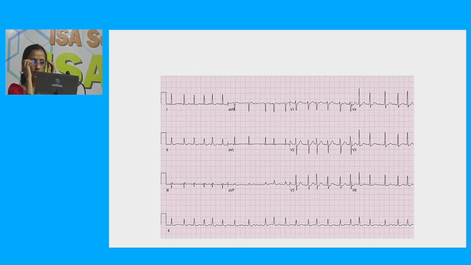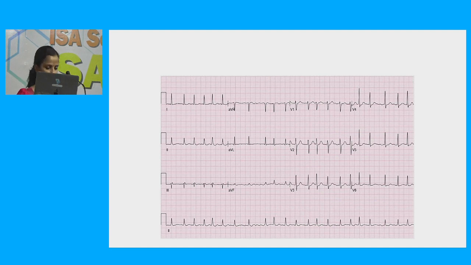How much is the approximate heart rate? Approximately the rate is about 150. So the rhythm is irregular. So what could be the cause? I mean, what is the rhythm?